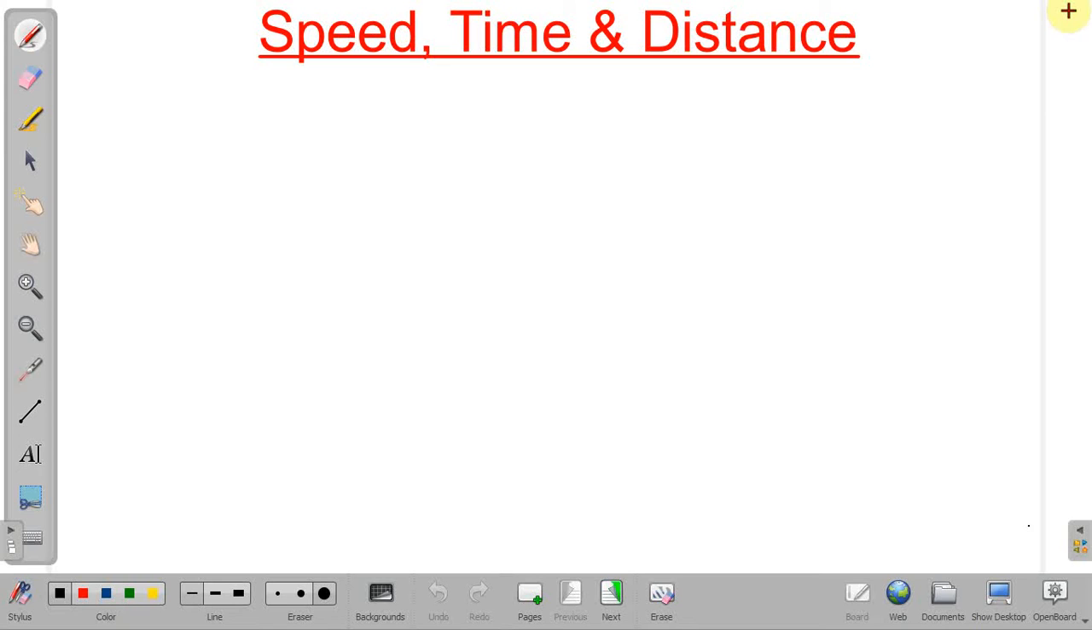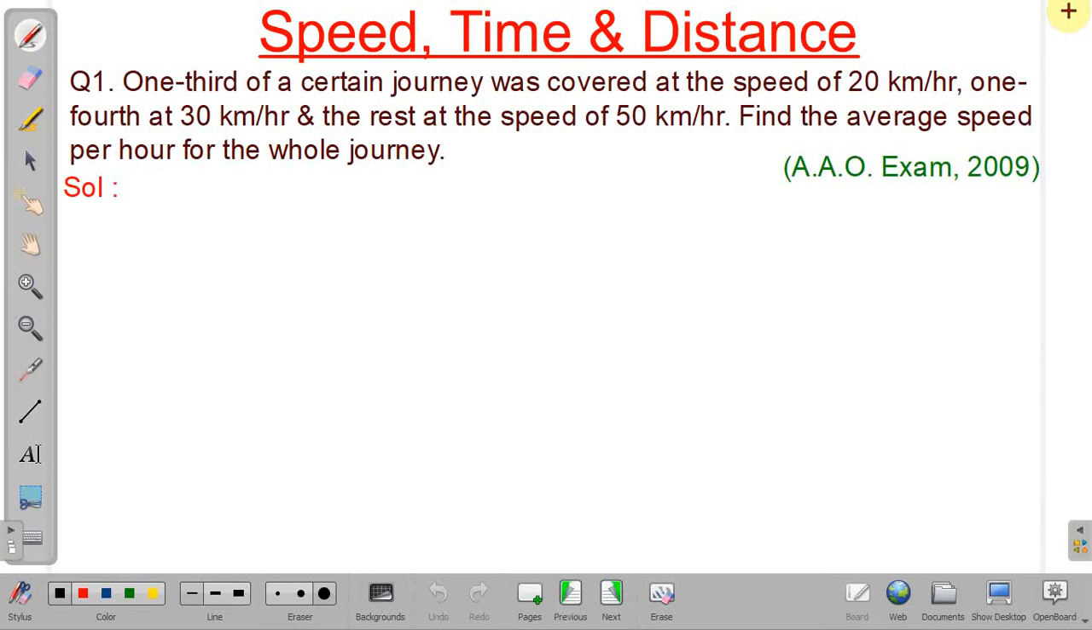In this lecture, we will discuss some important problems on the topic speed, time and distance. So let's start. See, in this problem, what is given: one third of a certain journey was covered at a speed of 20 km per hour and one fourth at 30 km per hour. Rest of the journey was covered at 50 km per hour. So we have to find the average speed during the whole journey.